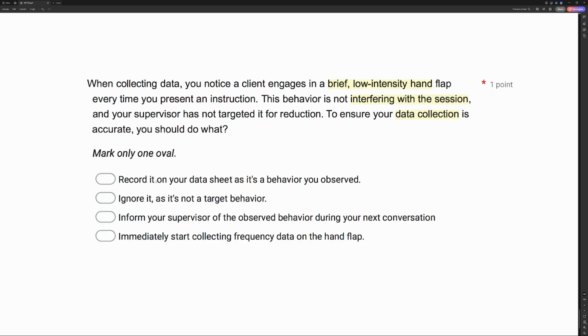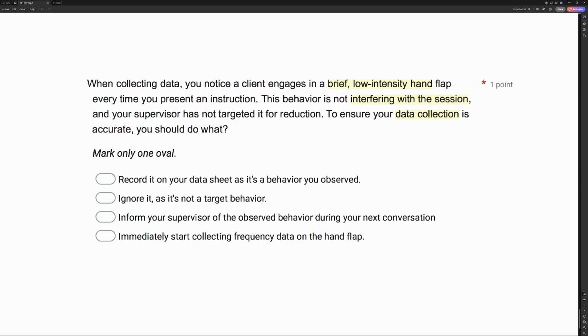A, record it, the hand flapping, on your data sheet as it's a behavior you observed. You should not do that. You need to use the data sheet as it is designed. So however you're currently taking data on the target behavior, that's how you need to continue taking data on that same target behavior.